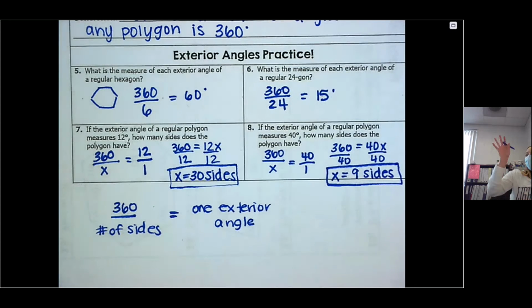Okay, I hear a lot of pencils being thrown down. So, who can tell me how many sides does a polygon have if one exterior angle is equal to 40 degrees? What'd you get? 9. 9 sides. Beautiful. Good job. Give yourself a pat on the back.